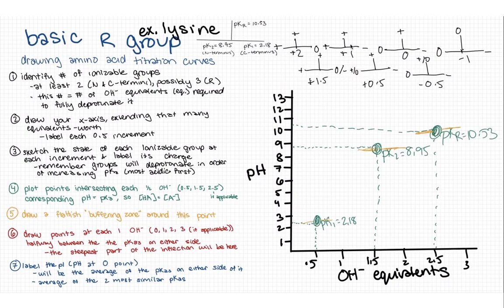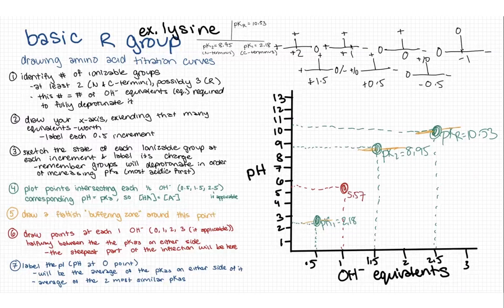And so this is going to be halfway between the 2 points, so halfway between your pKa's on either side of it. So for this first one, we're going to find the average of 2.18 plus 8.95, which is going to be 5.57. So now I'm going to go over to 5.57 over here, draw a dotted line, come up over here, and that would be 5.57.